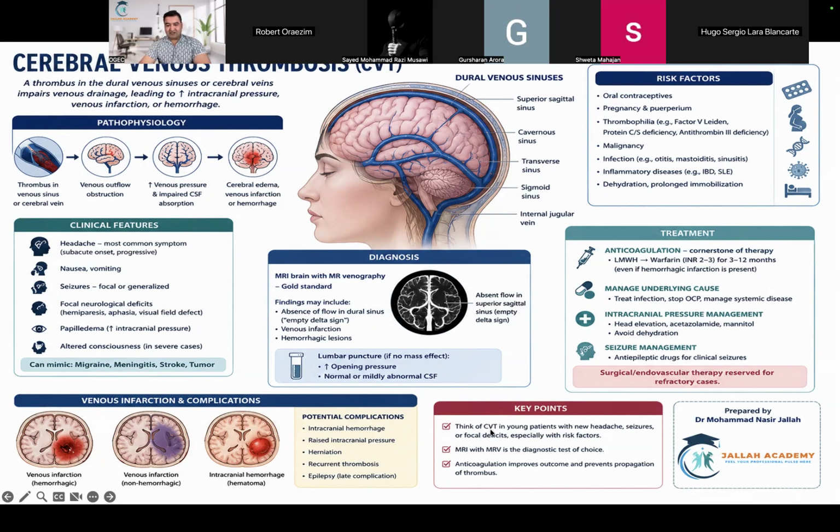Key points. Think of cerebral venous thrombosis in a young patient with a new headache and seizure. Remember, young patient, headache, seizure. If you see headache with seizure, always think about cerebral venous thrombosis. It is cerebral venous thrombosis until proven otherwise. Or focal deficit, especially with risk factors. MRI with MRV is the diagnostic test of choice. Anticoagulation improves the outcome.